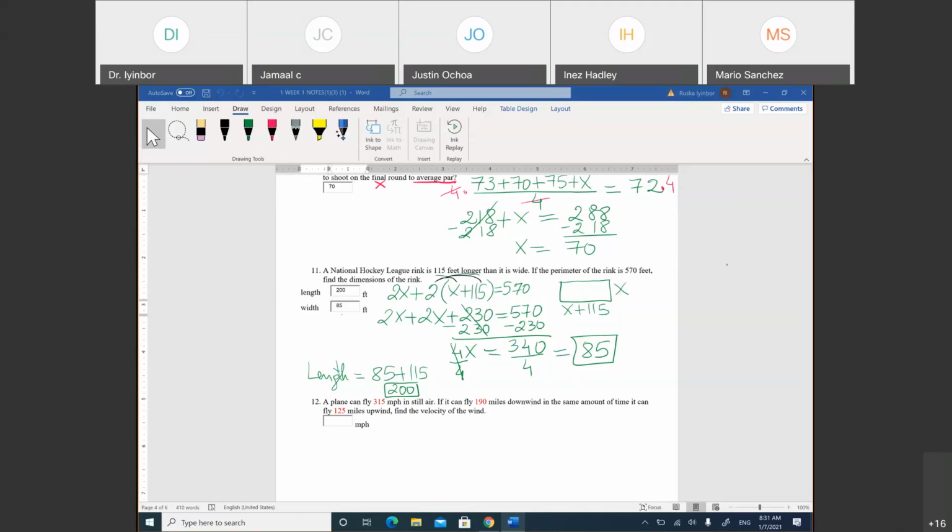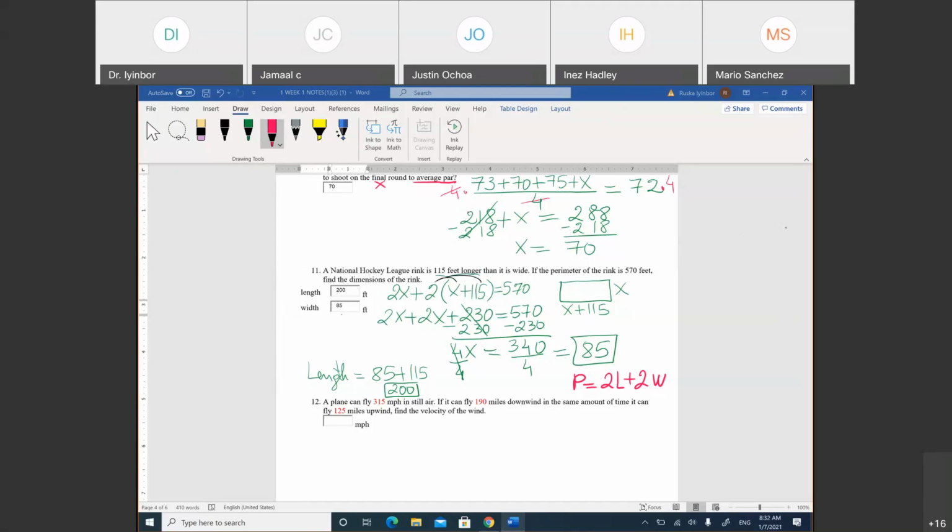Yes, so that is the formula to find the perimeter. Let me write the formula here. The perimeter formula is 2 times the length plus 2 times the width. And this is the formula for a rectangle, okay? Any other questions? Yes, that's correct.